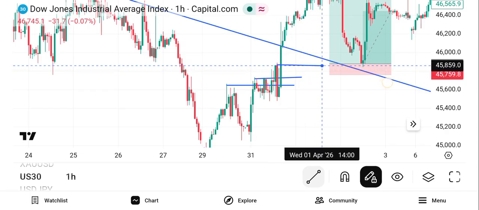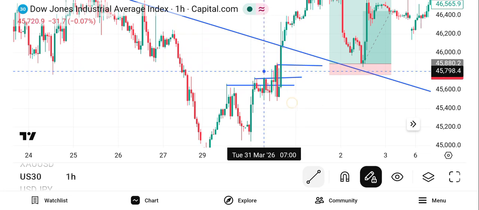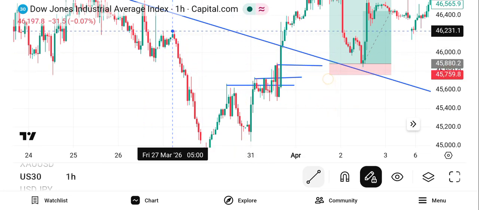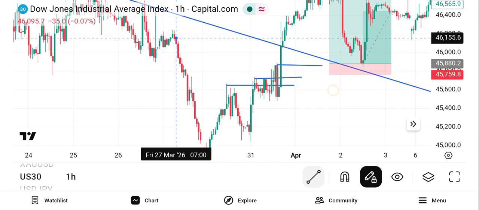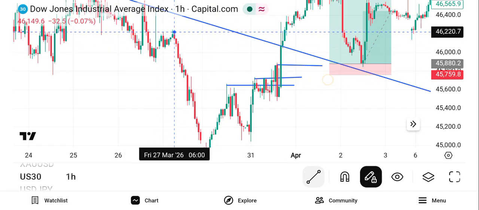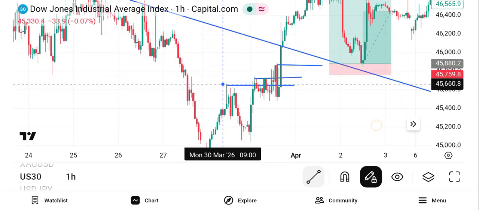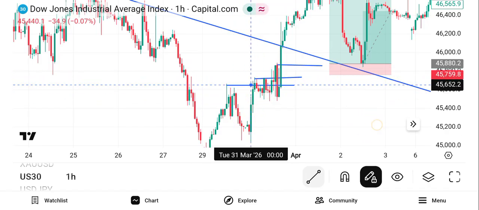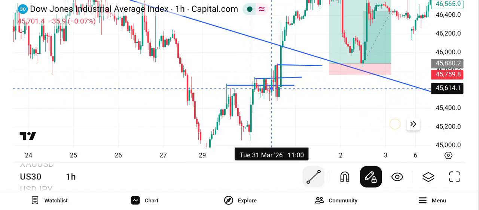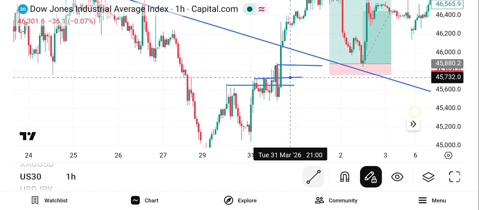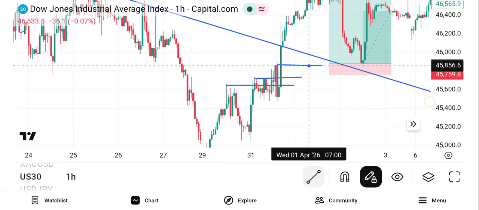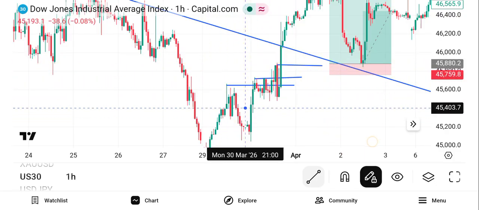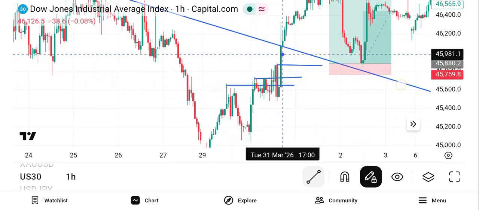Okay, let me forfeit this because this is not valid. All right, so I now see that there's a double breakup, there is a multiple breakup structure here. Market takes out this high here, takes out this high here, and then takes out this high as well. So okay, now I've seen my double breakup structure.